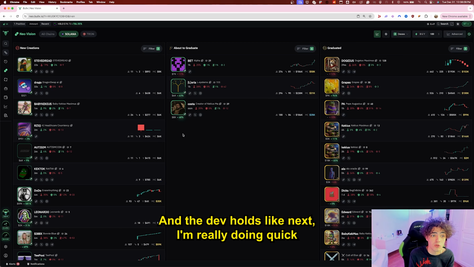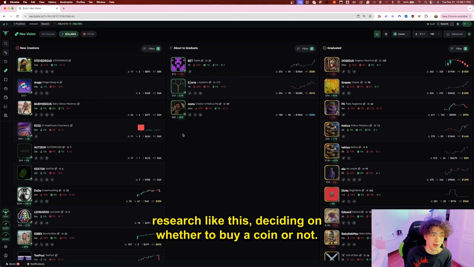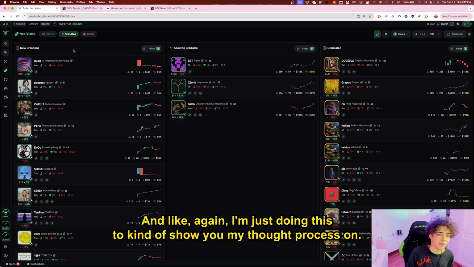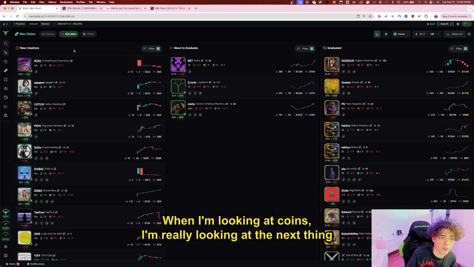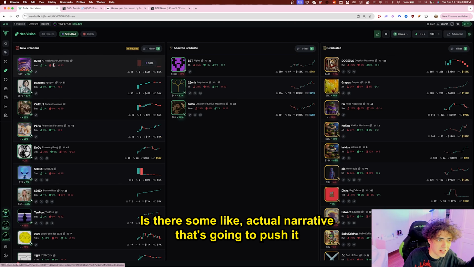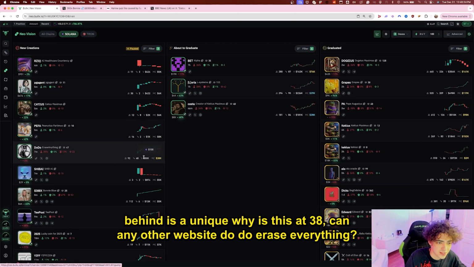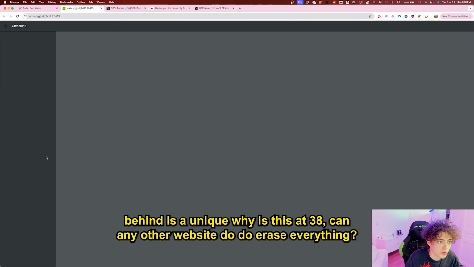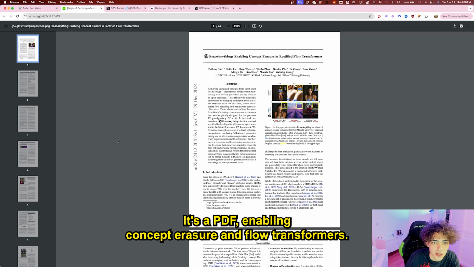I'm really doing quick research like this, deciding on whether to buy a coin or not. And again, I'm just doing this to show you my thought process when I'm looking at coins. I'm really looking at the next thing that pops up really, really quickly. What is it? Is there some actual narrative that's going to push it behind? Is it unique? Why is this at 38K? I'm going to the website, do erase everything. It's a PDF. Enabling concept erasure in flow transformers.